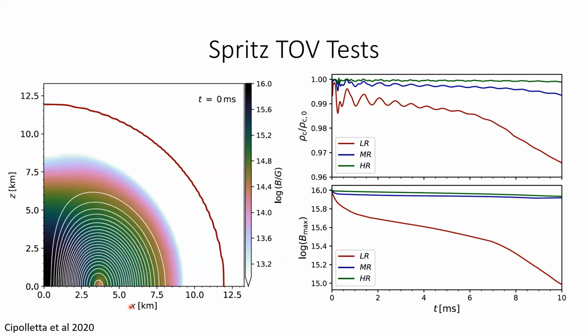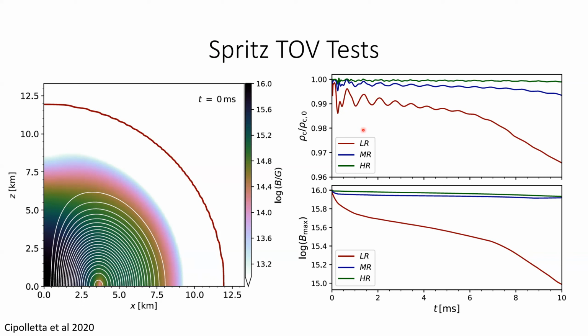So for example, this is from the first Spritz paper, Cipolletta et al. 2020. These are just some results for the oscillation of a magnetized, spherically symmetric neutron star. On the left, you have the distribution of the magnetic field on the XZ plane. In white, you have the magnetic field lines, and this red line here is the surface of the neutron star. These are the initial conditions.